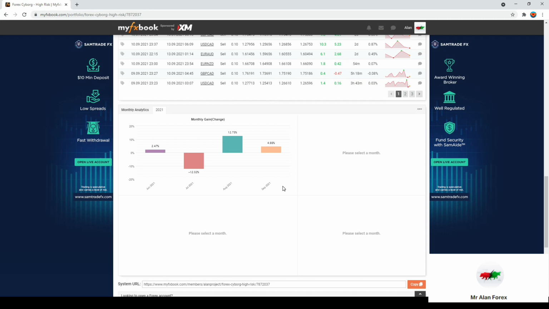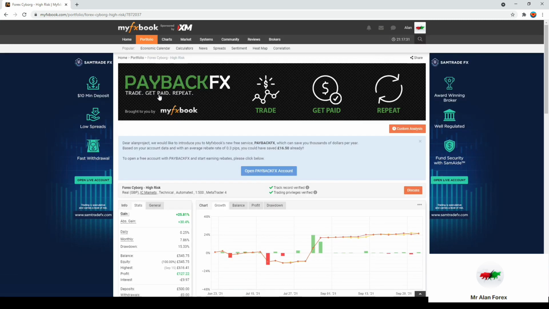I will post obviously all the links on the page. Yes, and that's it, and that's what I wanted to show you. Just some few trading ideas, trading robots.